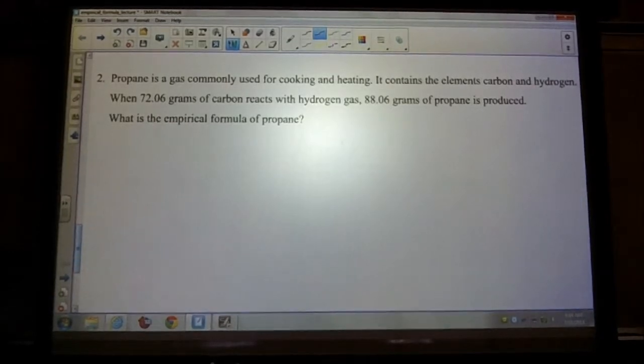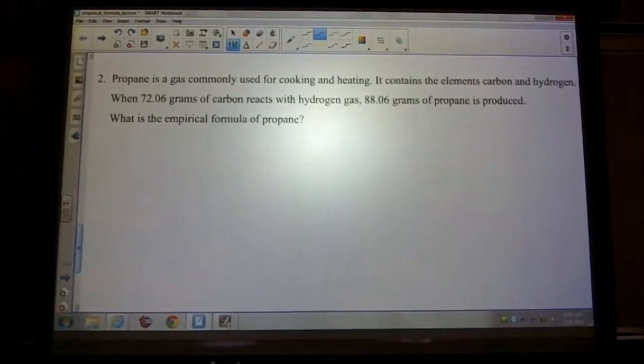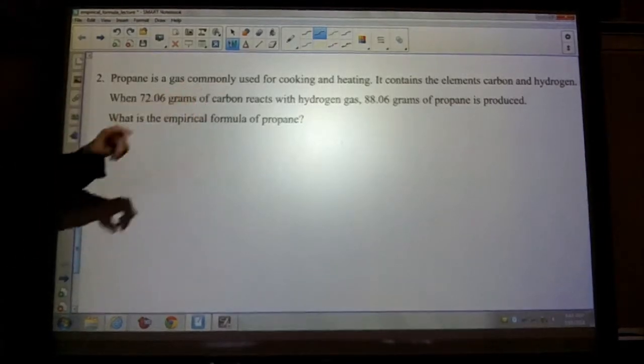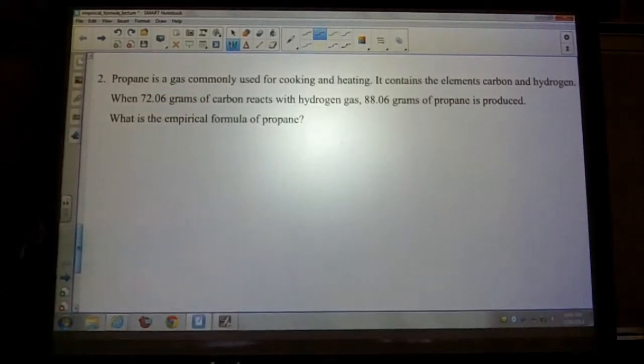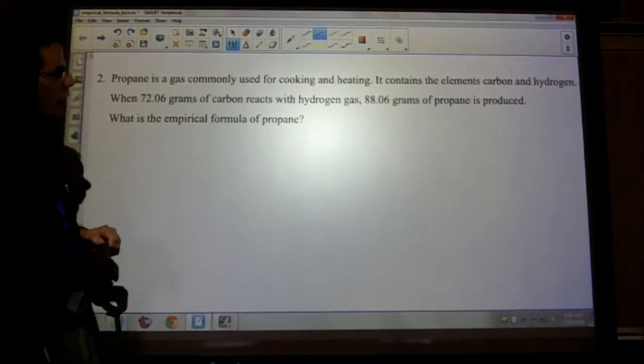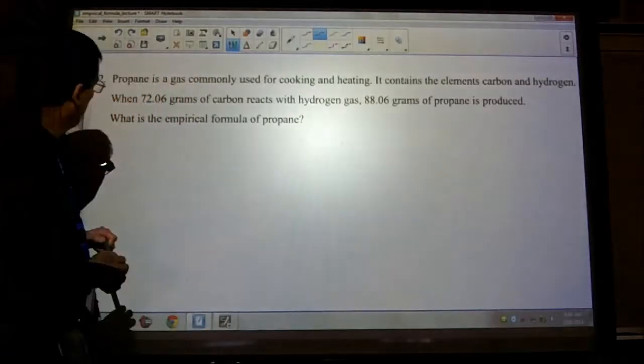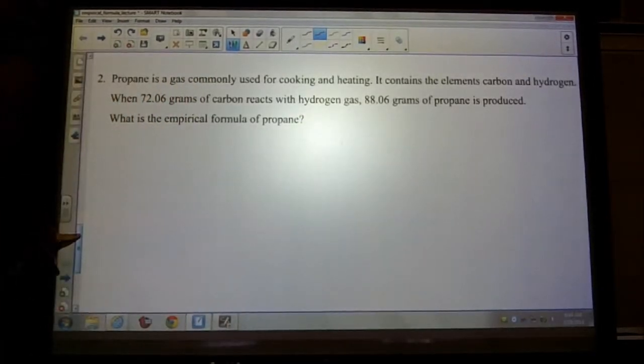Number 2, the last example here. It says propane is a gas commonly used for cooking and heating. Awesome. It contains the elements carbon and hydrogen. That's important. When 72.06 grams of carbon reacts with hydrogen gas, 88.06 grams of propane is produced. What is the empirical formula for the propane?